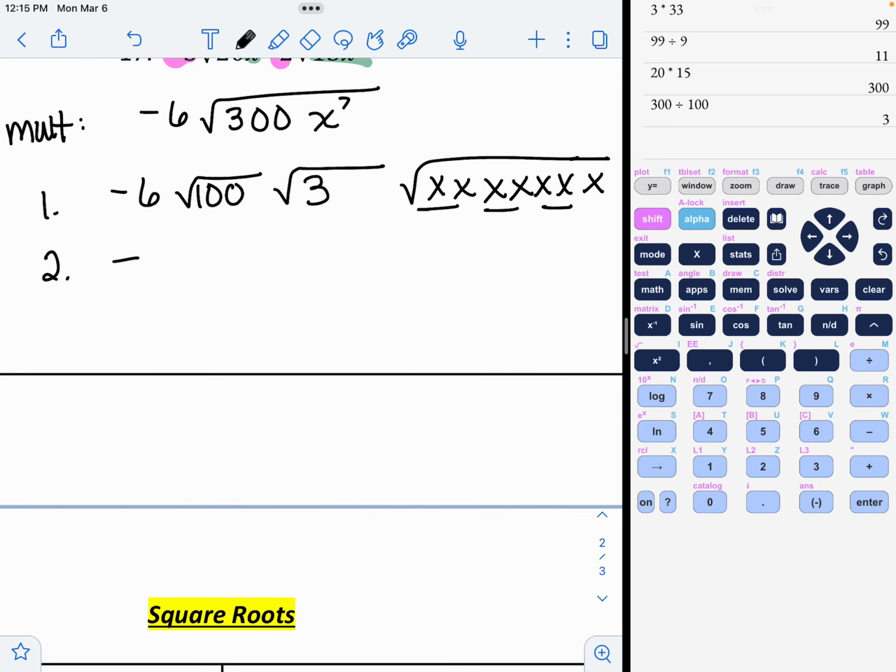Step 2, you drop down the 6. The square root of 100 is a 10. The square root of 3 stays. You have three double pairs of x's, and then you have that one stuck inside. There's the one stuck inside in that dark black.